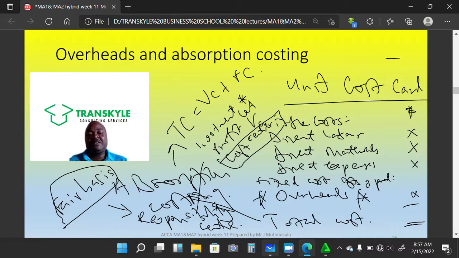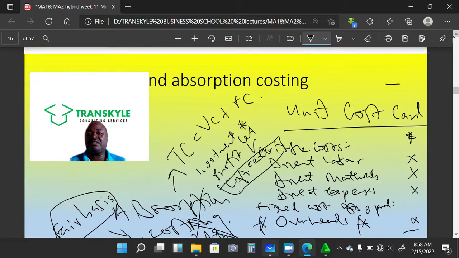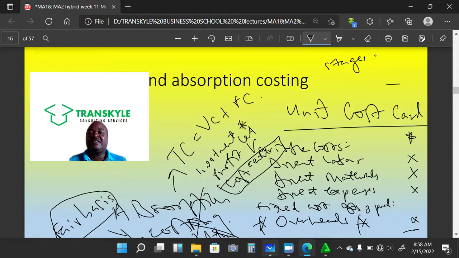But you need to understand that absorption costing involves three stages or three steps. Stages in absorption costing. We start by allocation of the cost. Then we go to apportionment. These always come in every exam, so you have to know what they are, and then we end up with absorption.